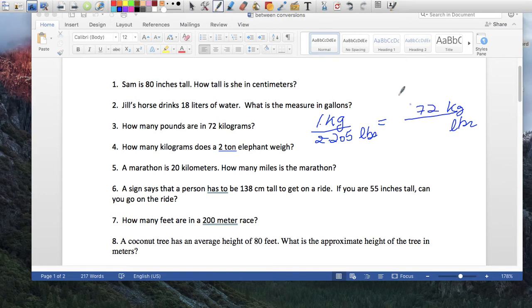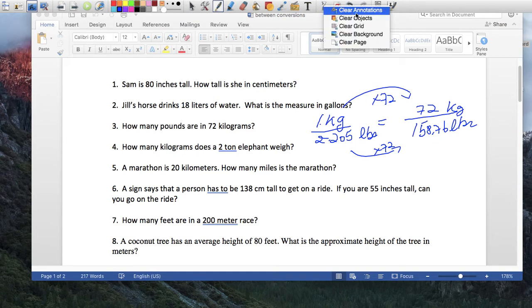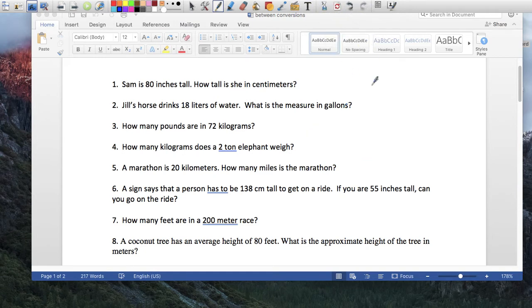It's about what I weigh. Times 72, bottom times 72. Let's find out what I weigh. I don't think I'm 72 times 2.205 equals 158. No, I definitely weigh more. So that's 158.76 pounds. Oh, really? All right, so somebody has to lose weight.